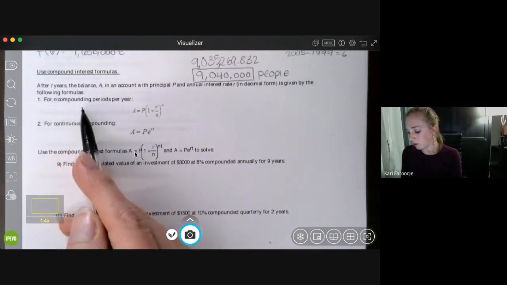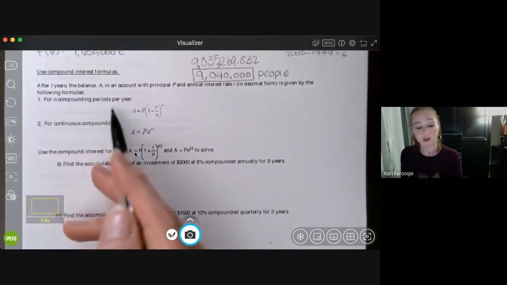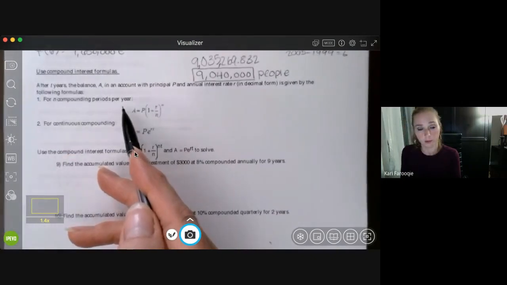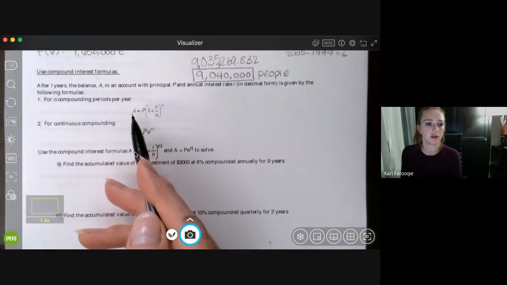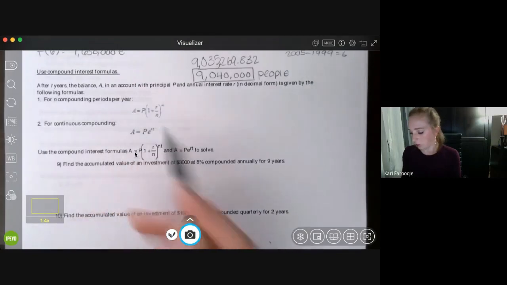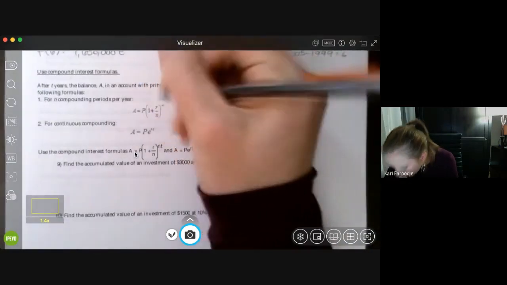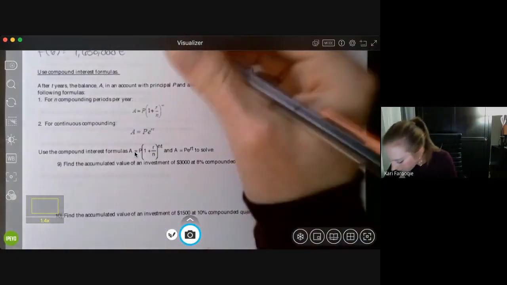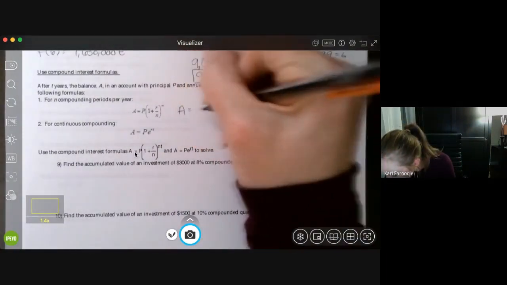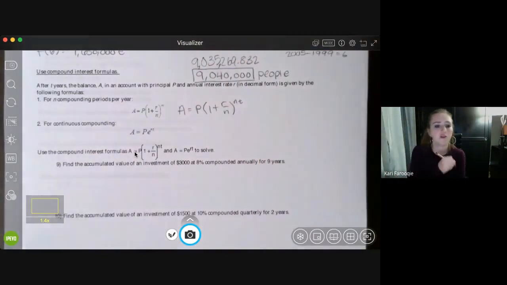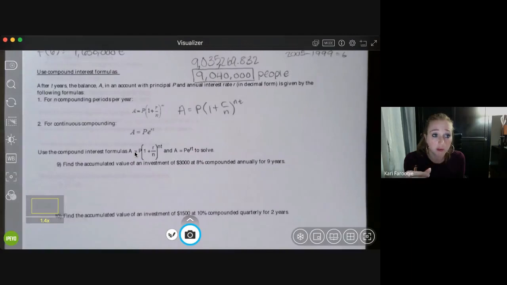If you're given the number of compounding periods n per year of this loan or whatever it is that you are discussing, some sort of bank balance, a lot of times, then you're going to use this formula. A equals P times (1 plus R over N) to the NT. I'm even going to rewrite this because it didn't come out right. So the NT is in the exponent. That's if you're given the number of compounding periods.